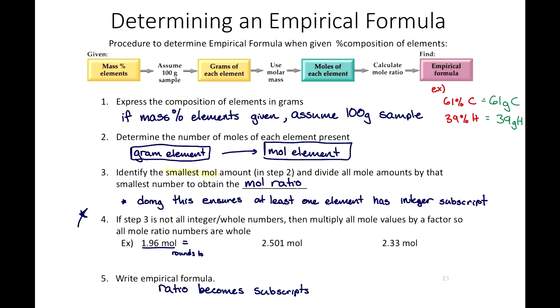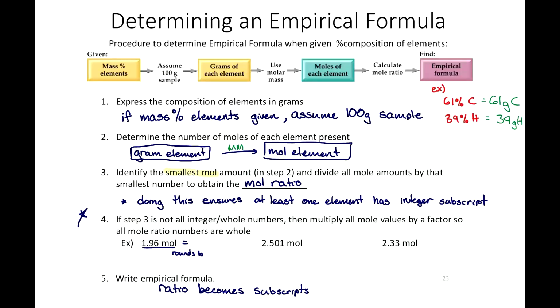So what's great is now that we have gram amounts of each of the elements. From that information, we can turn the gram amounts to mole amounts of each element using molar mass that we just learned about last lecture. That's why we needed to convert it to gram amounts. So convert those gram amounts to mole amounts.